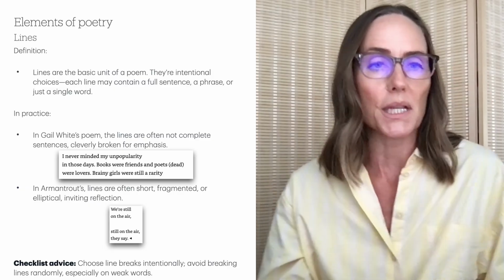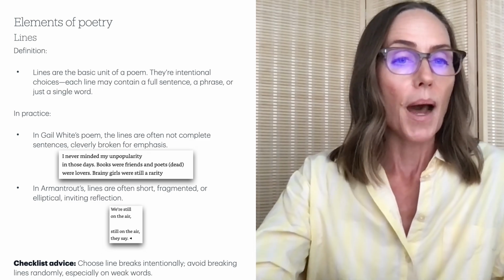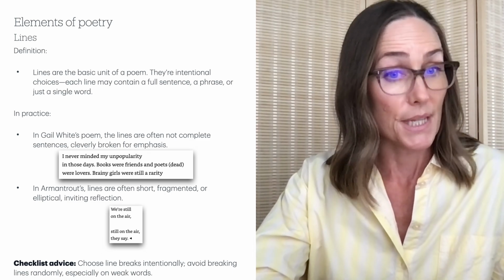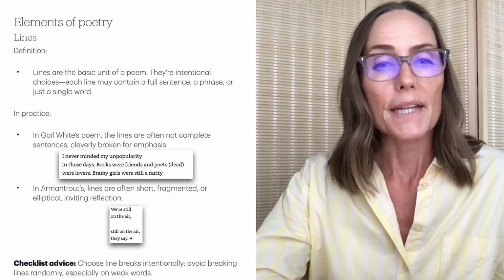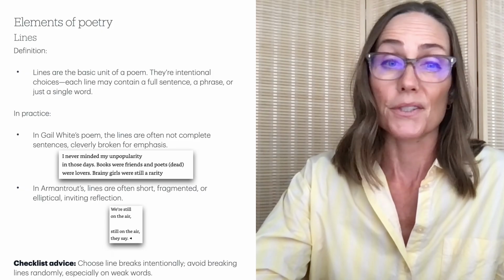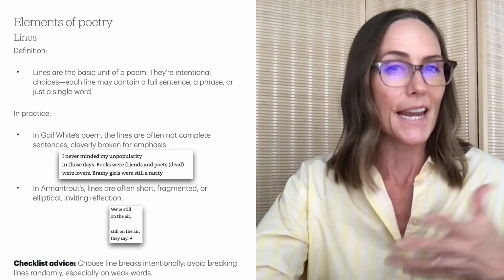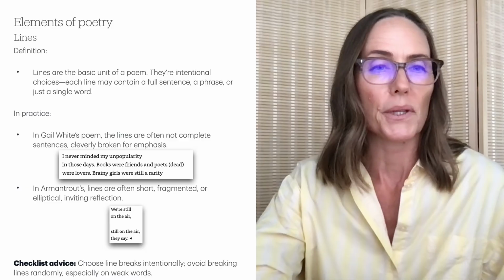So look at these three lines from the Gail White poem. "I never minded my unpopularity in those days. Books were friends and poets dead were lovers. Brainy girls were still a rarity." So the line breaks give us some indication of what we need to see, what we really need to notice.